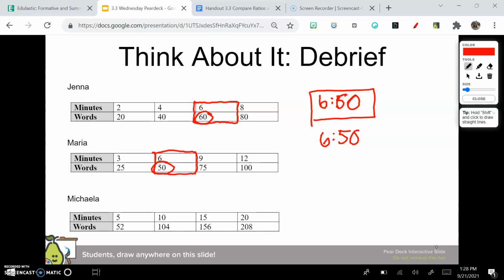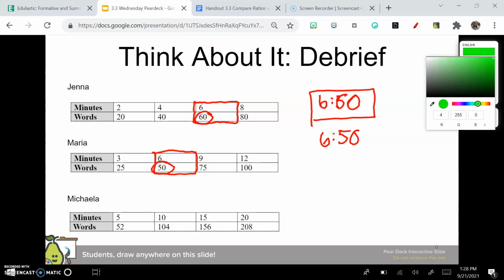When we have Michaela added in, what we see is that when we're comparing Jenna and Michaela, there are 2, 4, 6, and 8 minutes, and 5, 10, 15, and 20 minutes. We don't have any overlap. Think about what we can add to Jenna's chart that will allow us to compare Jenna's ratio of minutes to words per minute and Michaela's words per minute.